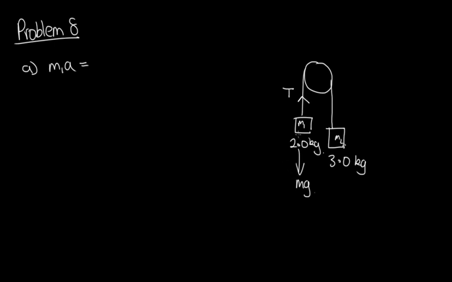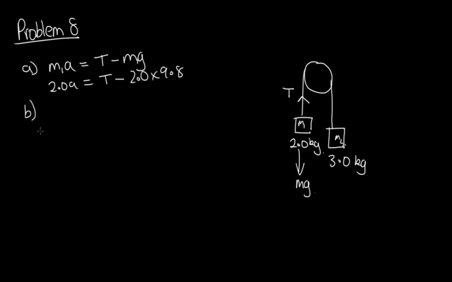So those are acting in opposite directions, and we need to subtract them from each other. So we've got the tension minus the weight force. So this is the expression here. Now if we want, we can substitute in m1, we know is 2.0. We don't know what the tension is, but then we've got 2.0 times 9.8. So that is the answer to A.